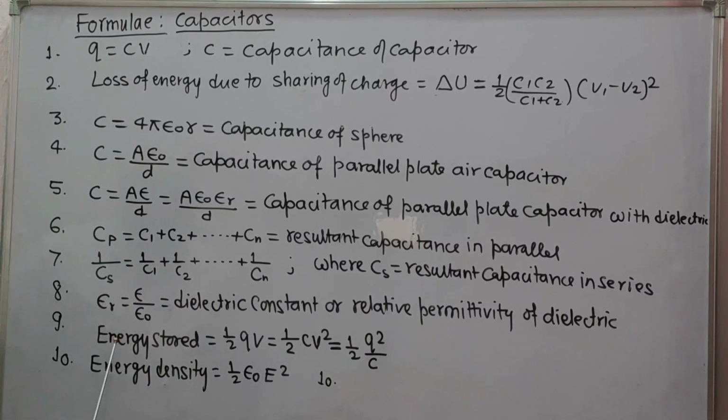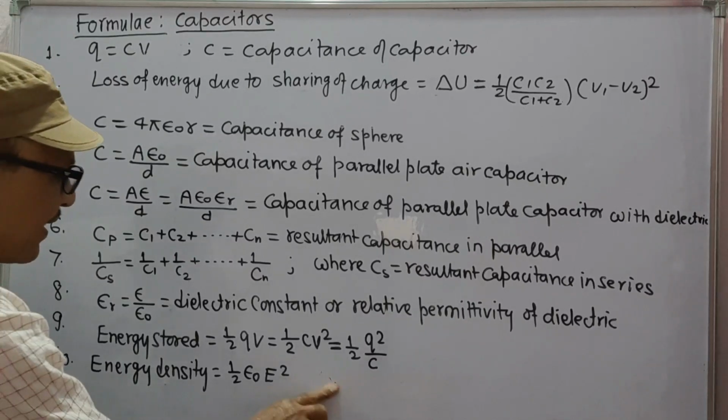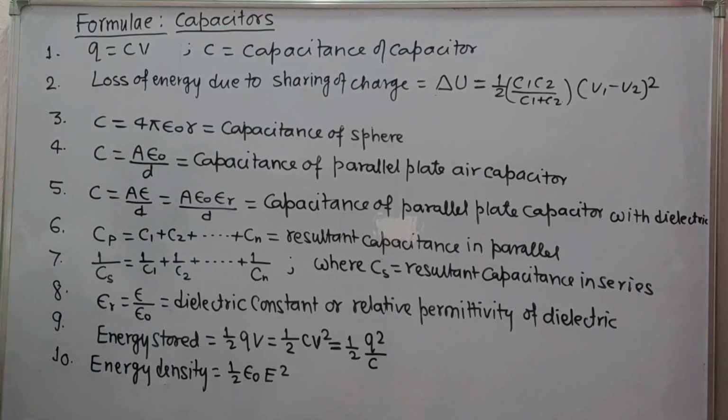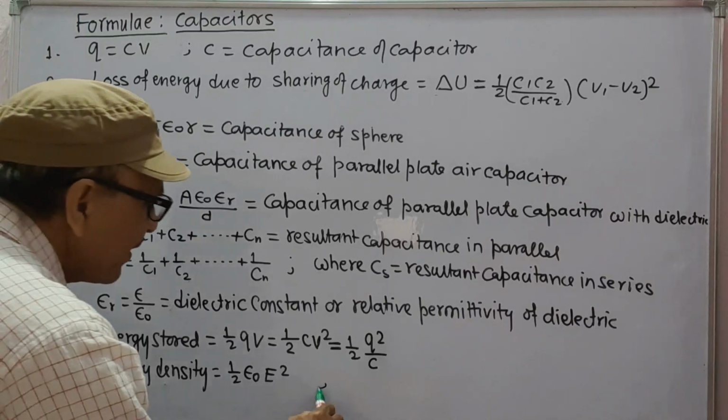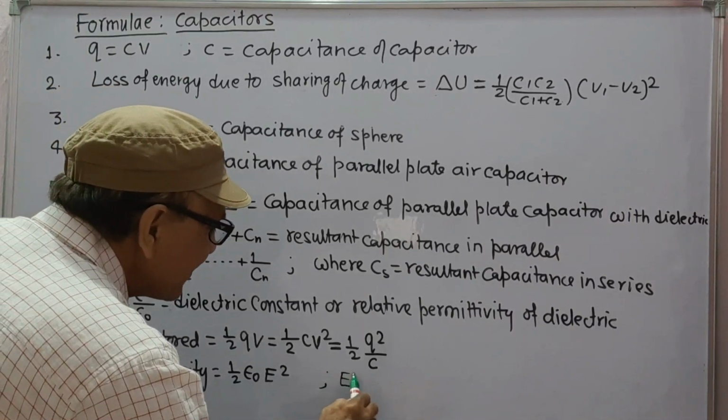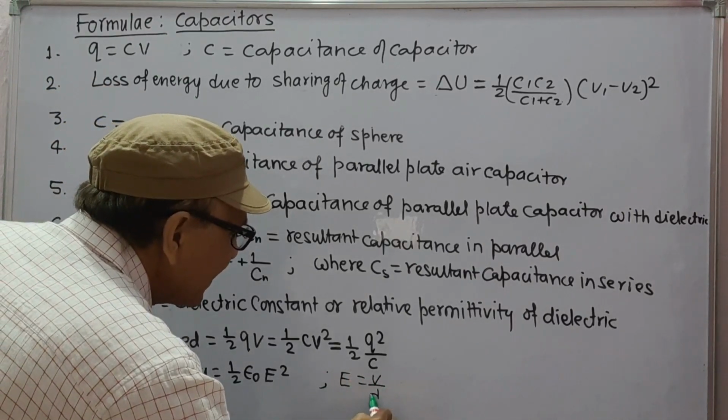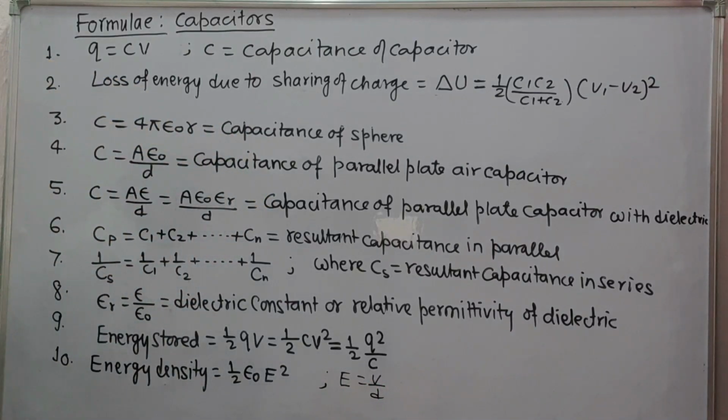Next, energy stored is equal to half Q into V is equal to half CV square is equal to half Q square upon C. Energy density is equal to half epsilon naught into E square, where E is electric field intensity, which is V by D. E is equal to V by D is electric field intensity.